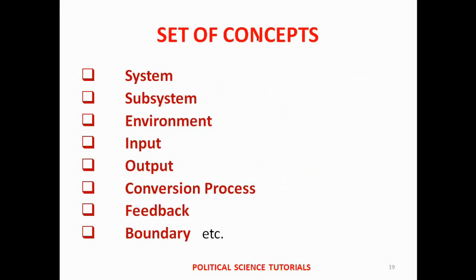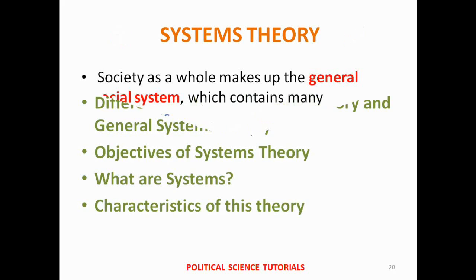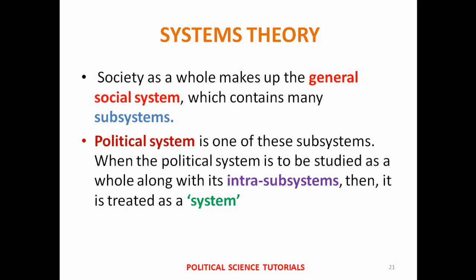Different approaches have their set of concepts. To analyze the systems approach, the theorists also used some concepts like system, subsystem, environment, input, output, conversion process, feedback, boundary, etc. In this part, the questions which we are going to address are the difference between systems theory and general systems theory, objectives of systems theory, what are systems, and characteristics of this theory.